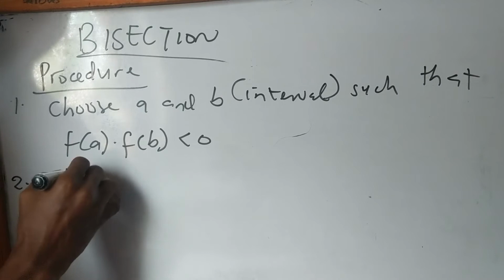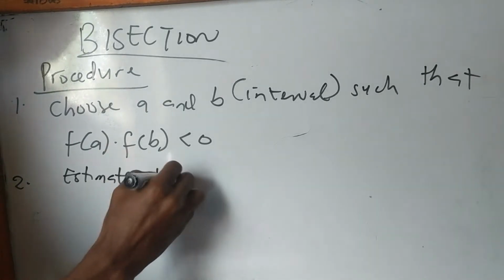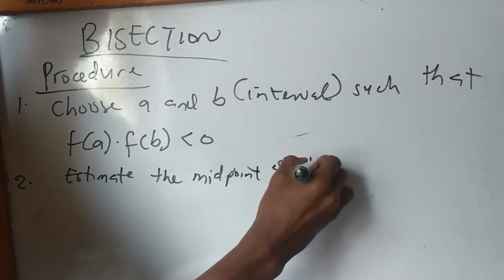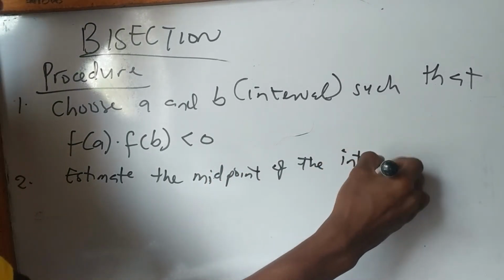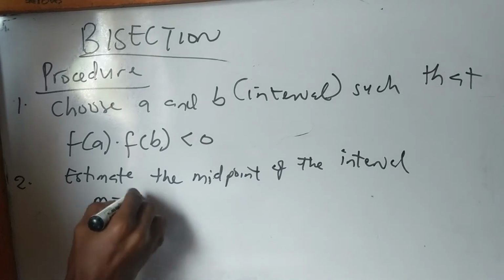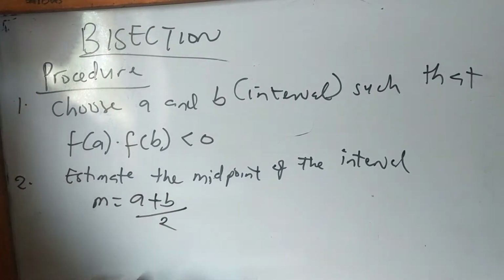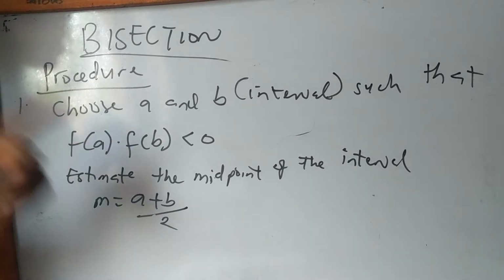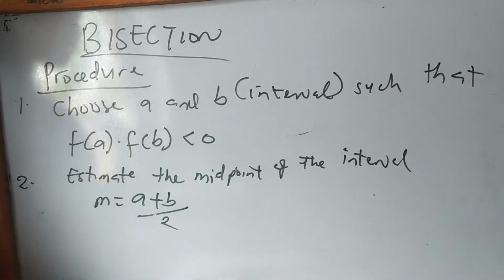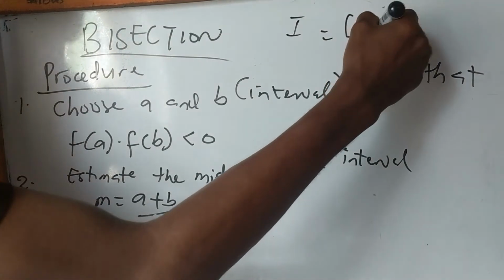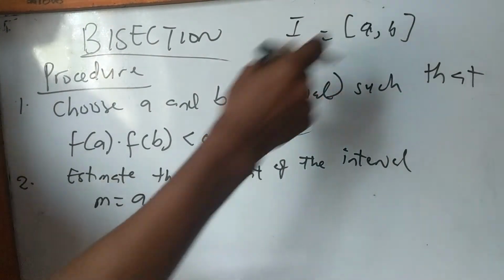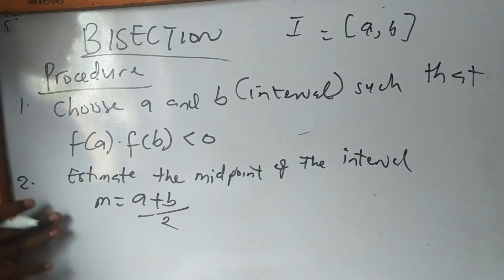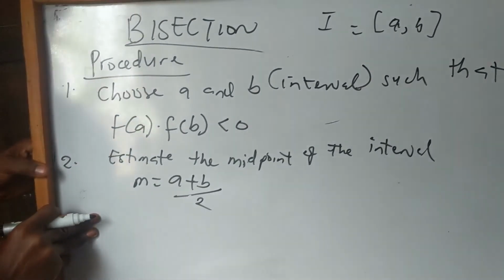Number two, let's estimate. I told you it involves getting the midpoint of the interval. So we'll estimate the midpoint, which will serve as the root at every iteration. So M is going to equal A plus B over 2. You just find the average of the intervals: sum the intervals and divide by 2. That is the midpoint at every iteration. I is equal to A and B, I've told you that's the domain, that's the interval. We're going to add both ends and divide by 2. That will give us the midpoint, and that is the root at each iteration.